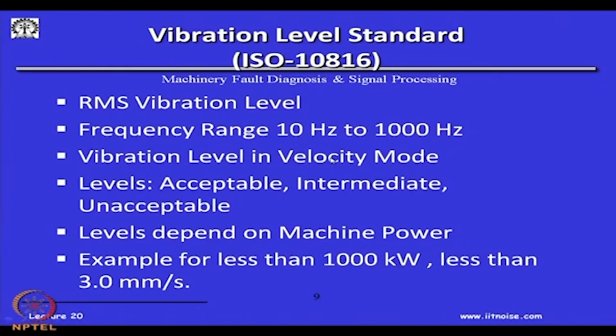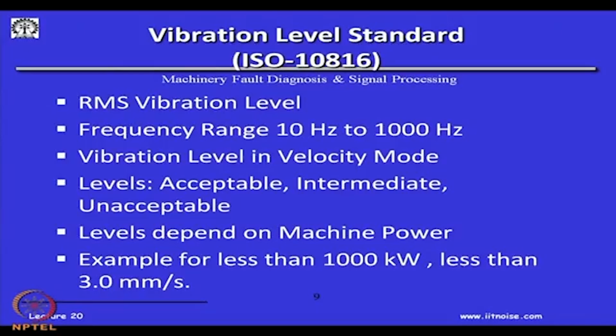Vibration level has to be in the velocity mode, that is either in meters per second or millimeters per second, and then there are 3 levels of vibration: whether the machine is acceptable, in an intermediate stage, or the machine's vibration is unacceptable. The machine has to be diagnosed and corrected, and of course, these levels depend on the machine power. For example, if it is a 1000 kilowatt machine, the highest vibration in any direction has to be 3 millimeters per second.